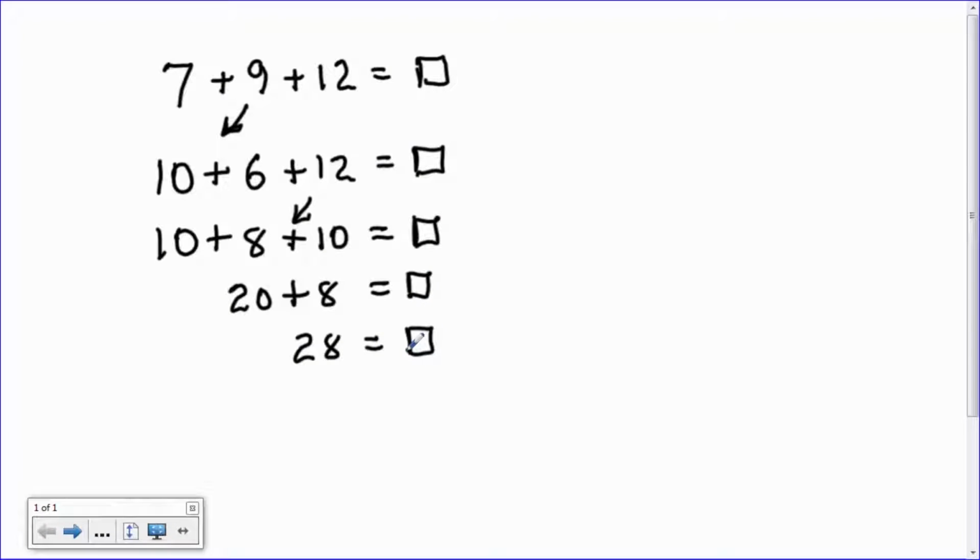And once again, it takes advantage of the idea of friendly numbers. 7, 9, 12, neither of those 3 numbers are friendly numbers. So what they did was take 7, modify it by adding 3 of the 9 to it to make a 10, and then remove 2 from the 12 to get it down to a 10 and share that with the 8. And we bring it down to a number that's easy to compute, 10 plus 8 plus 10.